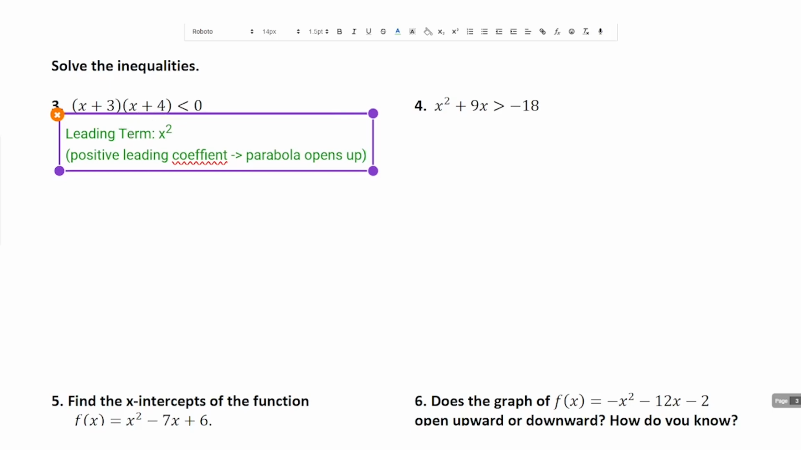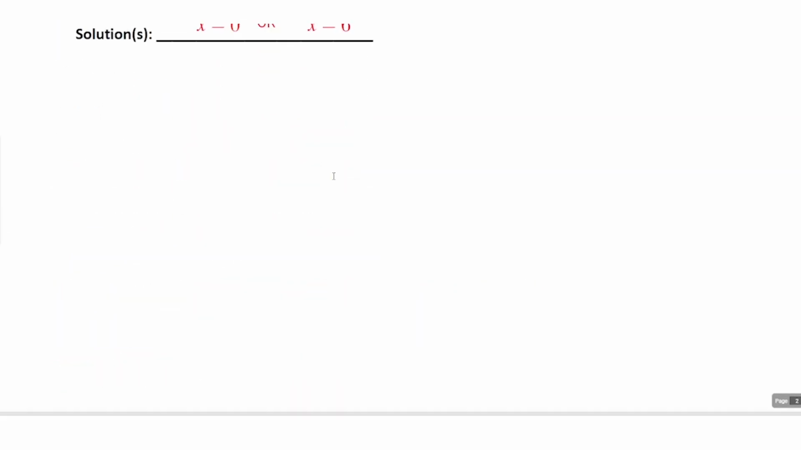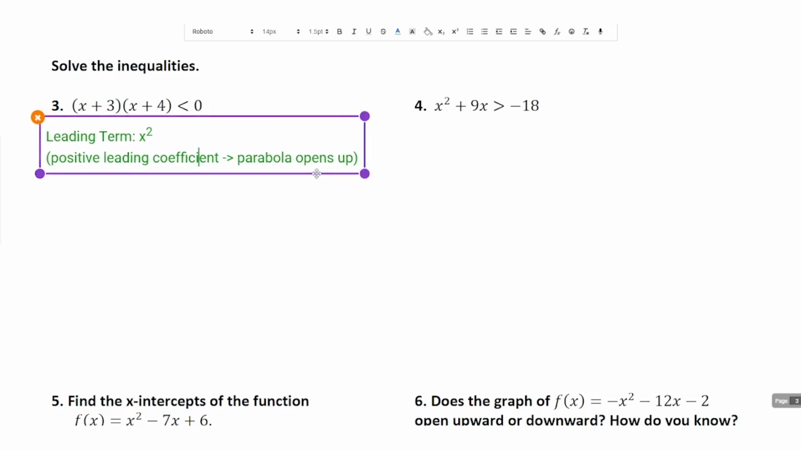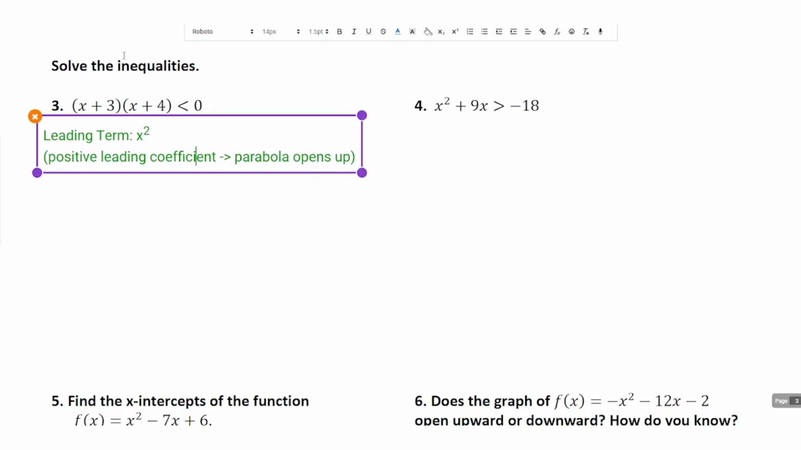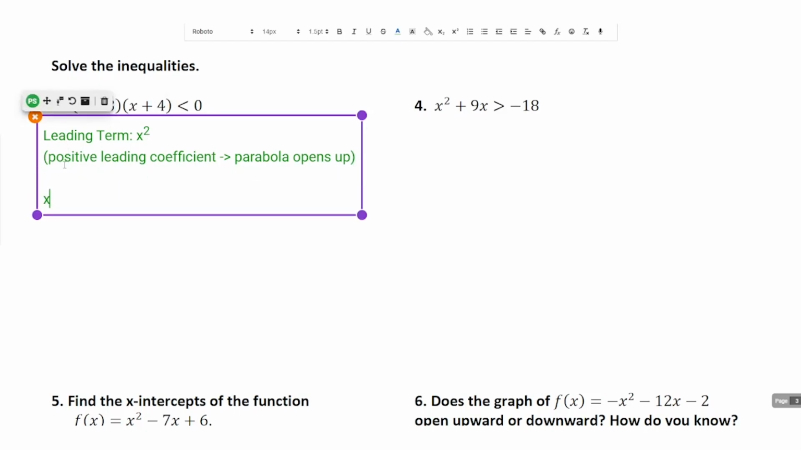Remember that the whole strategy here with these inequalities is we're going to sketch a graph, and it's not going to be as detailed as number 1 or number 2. We don't really care about anything really except for where the graph is either above or below the x-axis. So the only things we need to find are the direction that the parabola opens and then where the x-intercepts are. So since we have x plus 3 and x plus 4, we know that the two x-intercepts are going to be at -3 and -4.